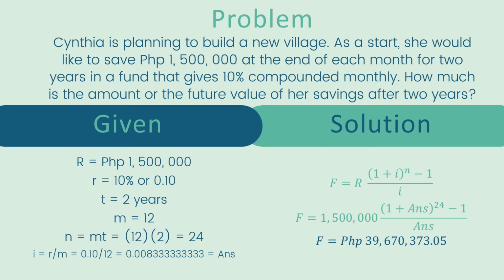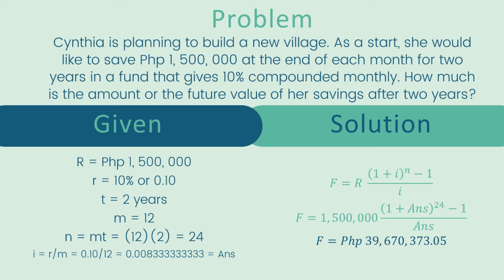So for our T or time, our T is equal to 2 years and our M is equal to 12. Why 12? Because as you can see in our problem, she will pay 1.5 million pesos at the end of each month, so monthly. So what is the conversion period of monthly? So 12. So M is equal to 12.